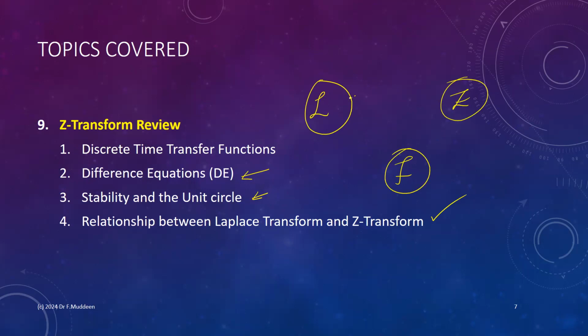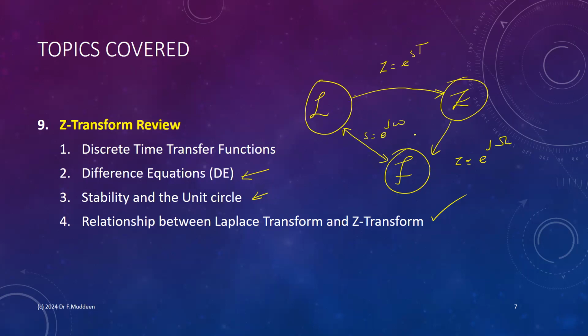There was a relationship between here, right? Remember we said if you let z equal e to the st, that was a relationship between the Laplace and the z domain. The z domain and the Fourier domain was z equal to e to the j omega, and the relationship between these two was s equal e to the j omega here, right? So there's a little bit of a relationship between them.